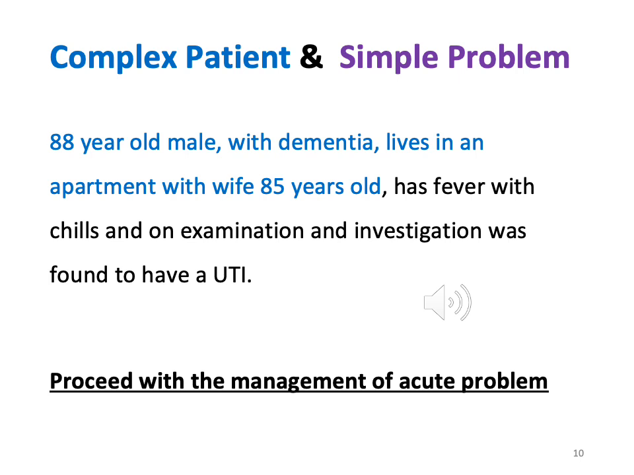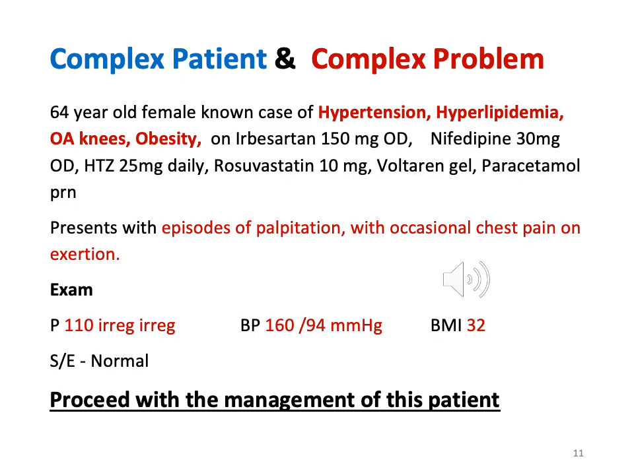Next is a complex patient with a simple problem. To give you an example, an 88-year-old male with dementia, lives in an apartment, whose wife is also 85 years old. So both are just the two of them. He has fever with chills, and on examination and investigation, which is basically urine culture and sensitivity, was found to have a UTI. You proceed with the management of this acute problem. So this is a complex patient. It has got multiple issues, living alone, dementia, etc. But it has got a simple problem. How will you manage it? This is a challenge again. Oh, the going gets difficult.